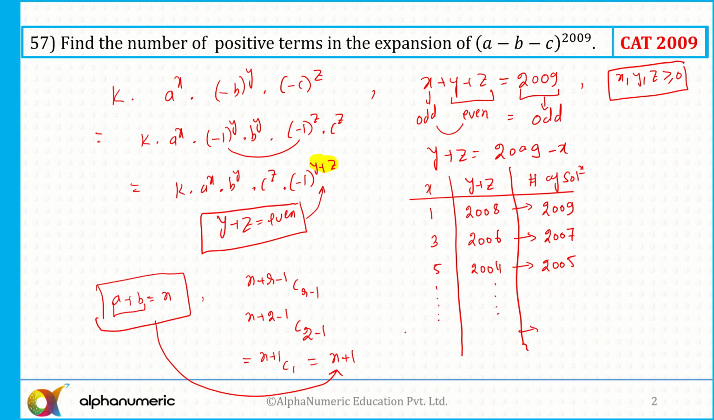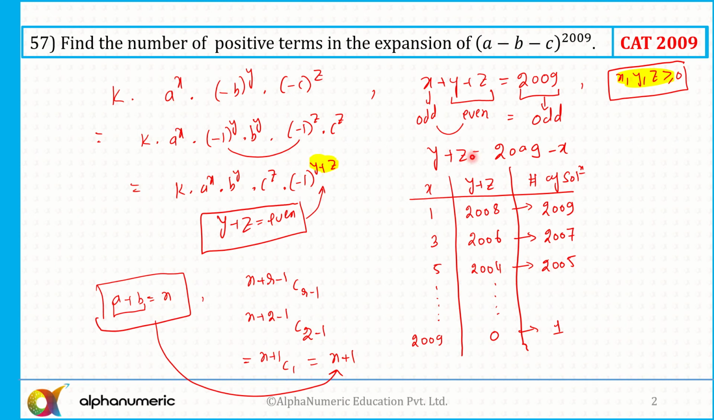And the maximum possible value of x is 2009. When x is equal to 2009, y plus z is equal to 0. So there is only one solution. And what is that solution? Both y is 0 as well as z is 0. Remember, in non-negative, they can be equal to 0 also.